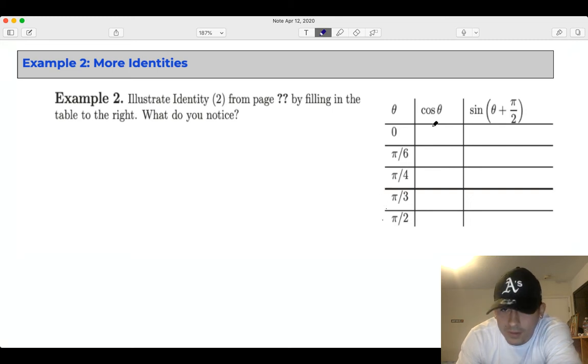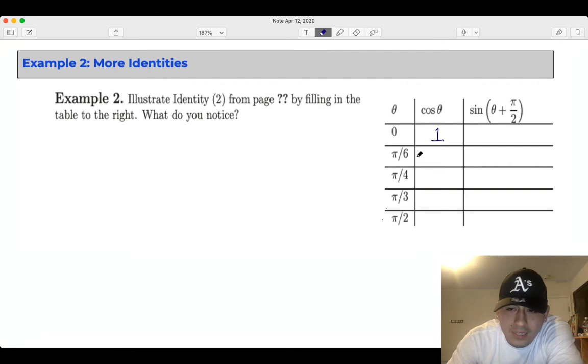Second column, we have cosine of theta. The third column, we have sine of theta plus pi over 2. In the second column, we're going to be filling in the value of cosine for all these different data values. The first data value that we have is 0. So what we're going to write in this box is the value of the cosine of 0. Using my memory of the unit circle, I know that cosine of 0 is equal to 1.